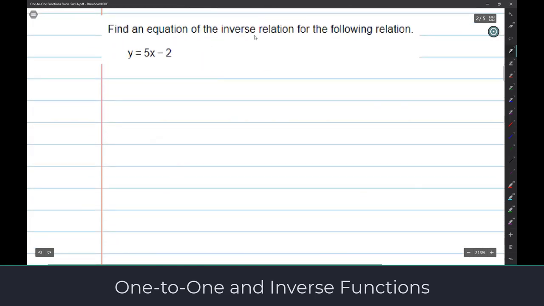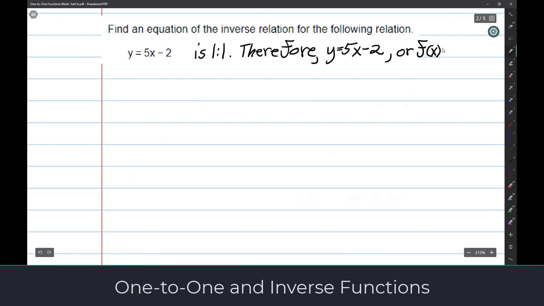Let's talk about how you find an inverse function. They say relation, but an inverse function for a one-to-one function. We showed that this function is one-to-one. Therefore, y equals 5x minus 2, or f of x equals 5x minus 2, can be written either way. One or the other, it has an inverse. We can find out what that inverse is.